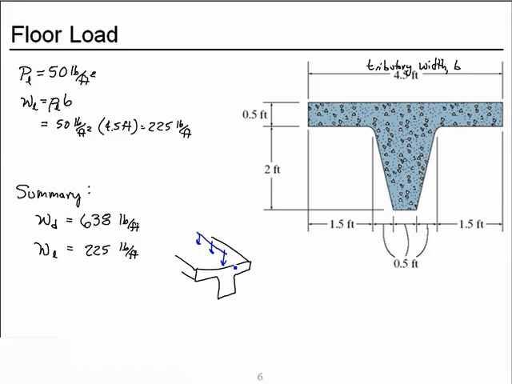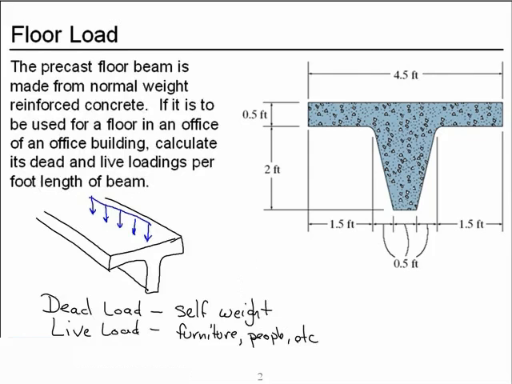Now let's review what we've done. So the problem was we have a precast floor beam made of reinforced concrete. We were given the cross section. We're asked to find the resultant line load that acts along the centroid of the section. We needed to find the dead load, which is the self-weight of the concrete beam, and the live load, which is due to the occupancy.